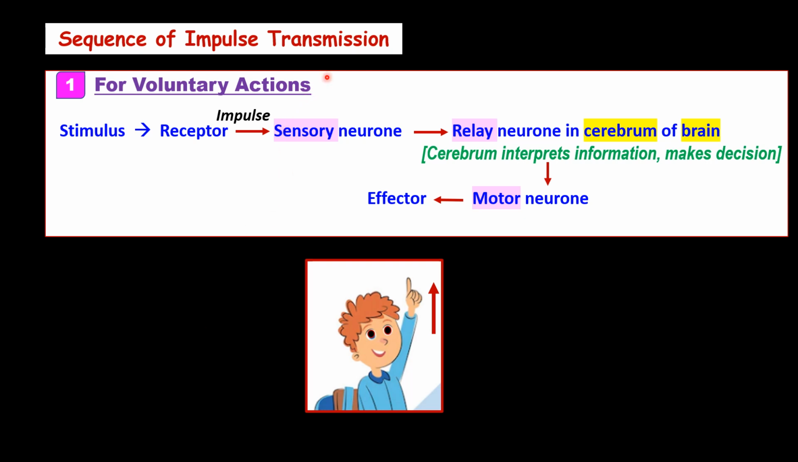So let's look at the sequence of impulse transmission for voluntary actions. This is the conclusion from the first type of action that we are discussing. When Jack raises his hand to answer a question asked by the teacher, as an example, the stimulus is detected by the receptor, which produces an impulse that flows through the sensory neuron to the relay neuron in the cerebrum of the brain. There may be more than one relay neuron. Anyway, the cerebrum will interpret information and make a decision. After that, an impulse is sent from the relay neuron to the motor neuron and then finally to the effector. Then the effector will carry out the response. For example, Jack will raise his hand.